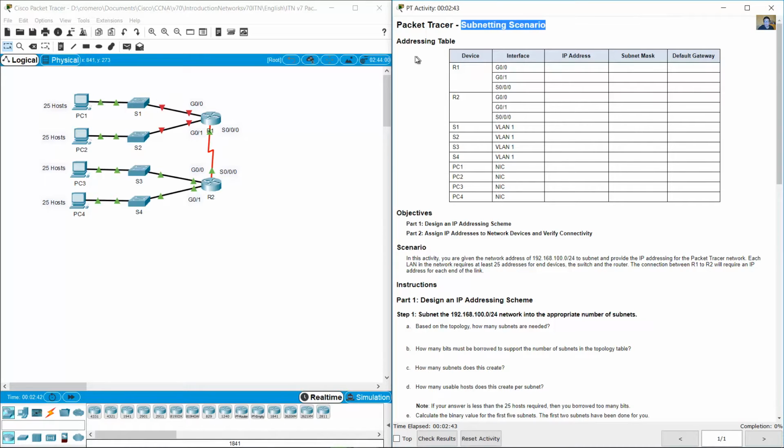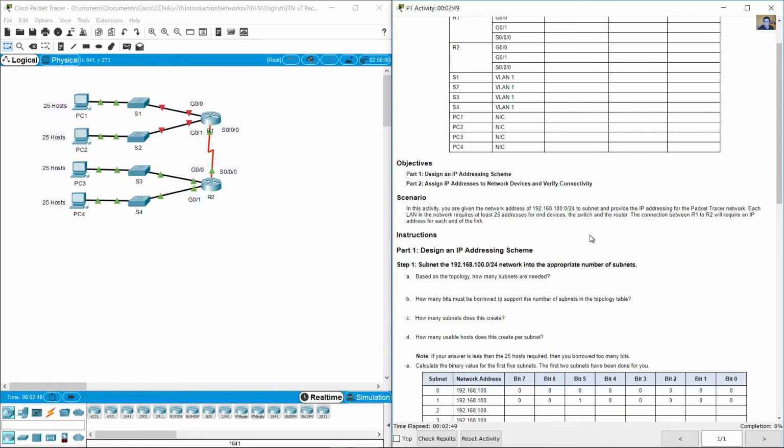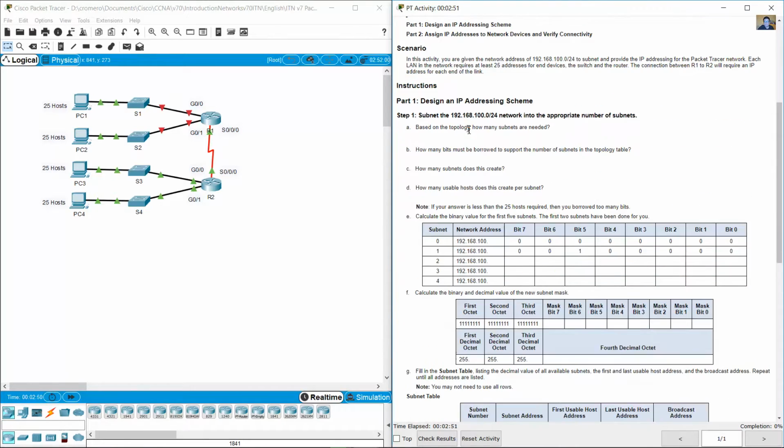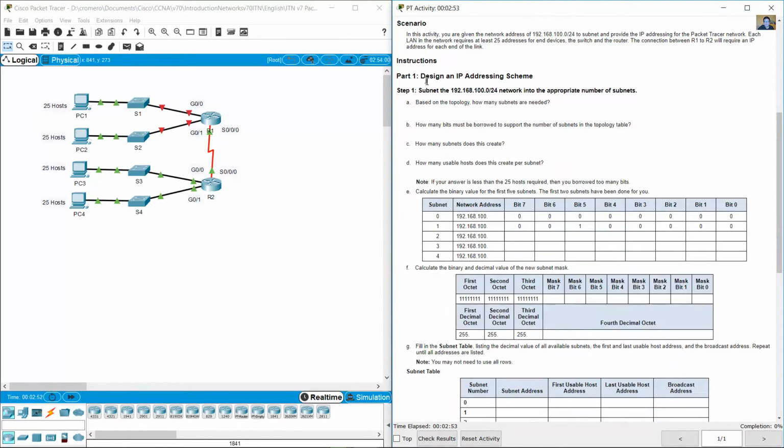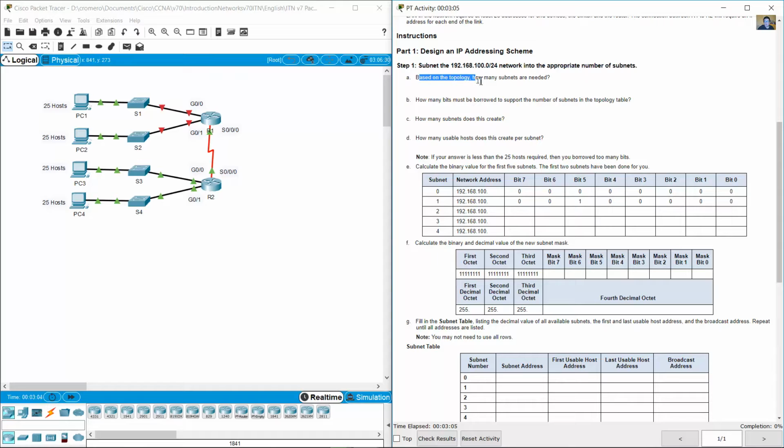Subnetting scenario. Empty addressing table. Design an IP addressing scheme. Subnet the 192.168.100 prefix 24 network into the appropriate number of subnets. Based on the topology, how many subnets are needed?